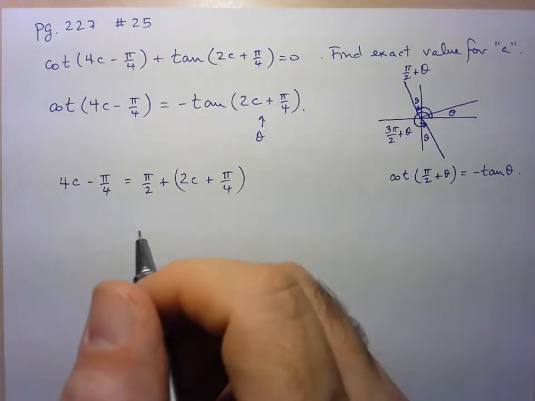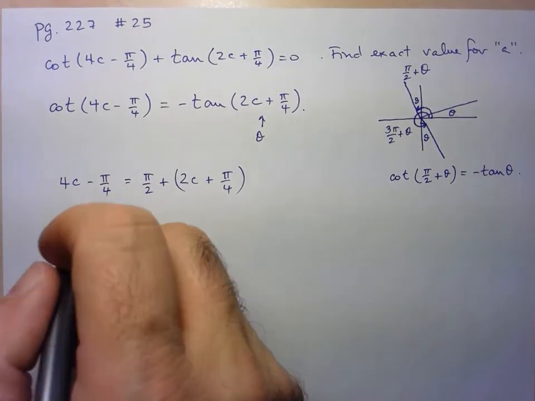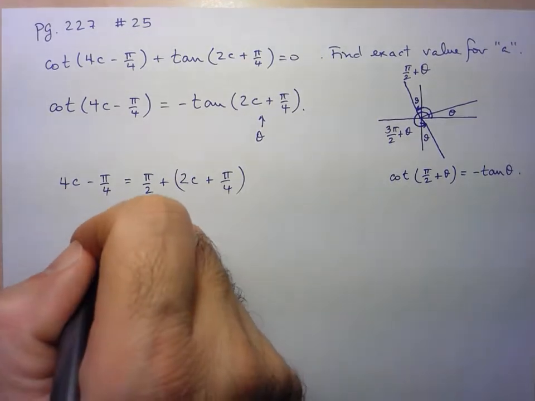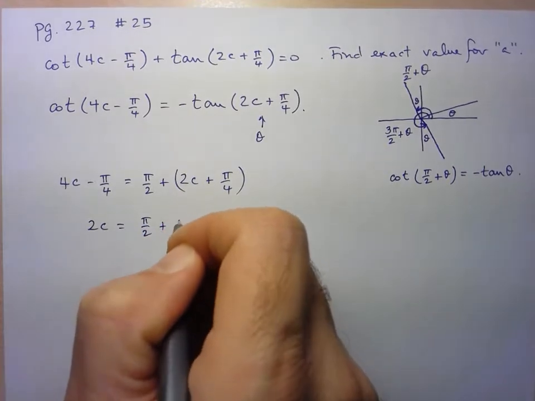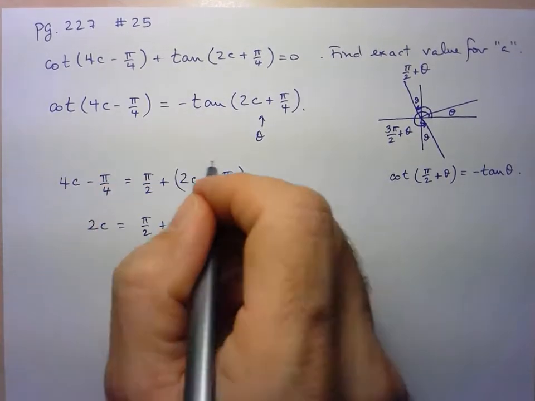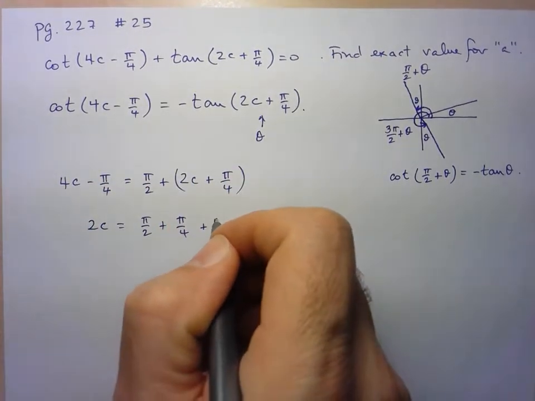Okay, so now I can just solve this here. So I'll take the 2c to the other side. So 4c minus 2c is just 2c. And so here, what do we have? We have pi over 2. We have a plus pi over 4. And here, bring that to the other side, another plus pi over 4.